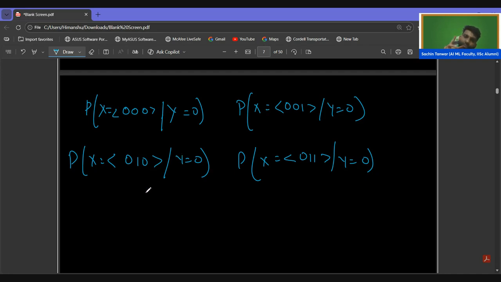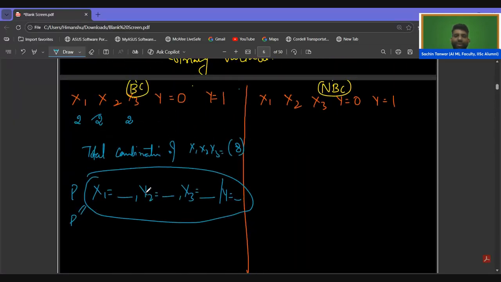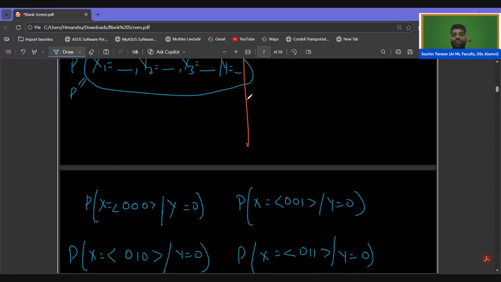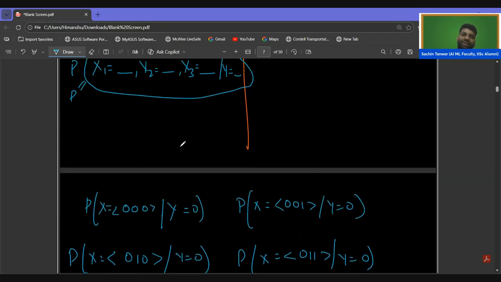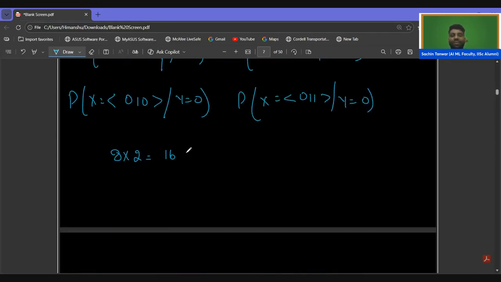Now for both categories, how many do I need? How many classes do I have? I have 2 classes, y equals 0 and y equals 1. So for both, I have to multiply. It would be 8 into 2, 16. This is how many I need for the likelihood only.